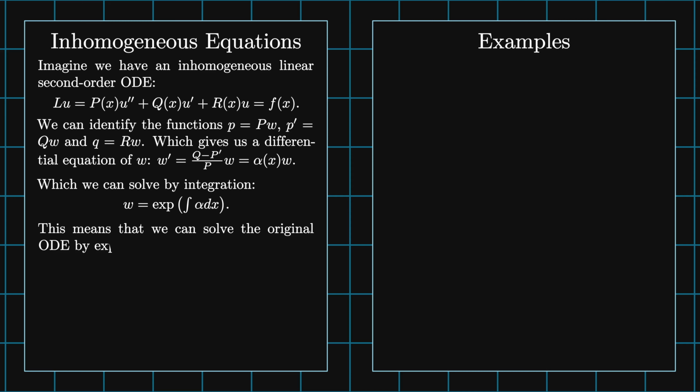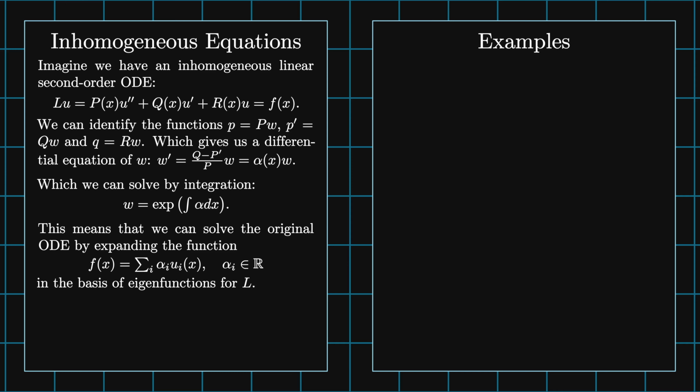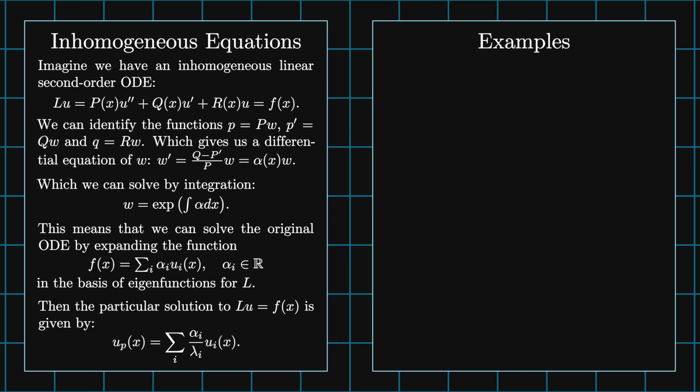That means that we can solve the original ODE by expanding the function f of x as the sum on i of alpha i times u_i of x in the basis of eigenfunctions for L. Because there are an infinite number of distinct real eigenvalues of L, the generalized Fourier series for f converges. Then the particular solution to L of u equals f of x is given by u_p of x equals the sum on i of alpha i over lambda i times u_i of x.